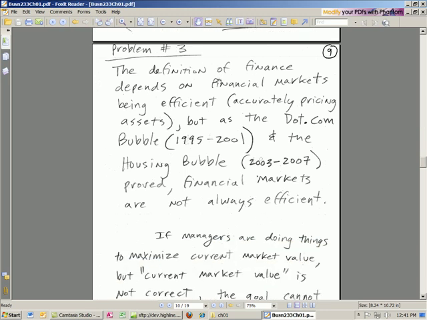The definition of finance depends on financial markets being efficient, and all that means is accurately pricing assets. But we had 2 bubbles. We had the dot-com bubble and the housing bubble.